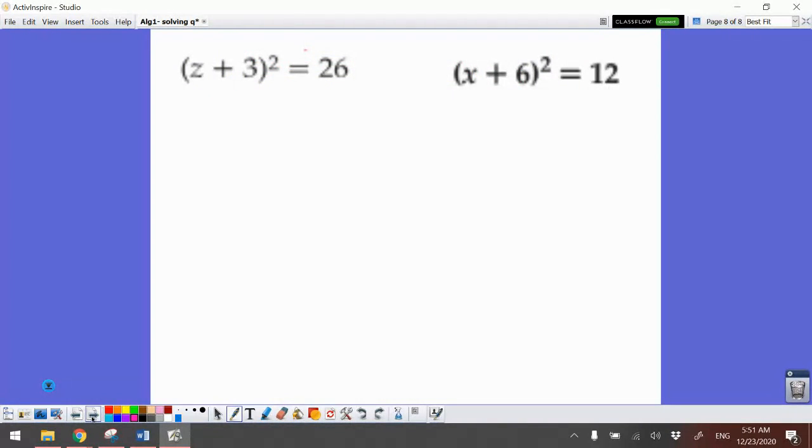Okay, go ahead and hit pause. See what you can do with these two. These are going to come out to decimals, and we're going to look at them in terms of radicals and decimals. So let me run you through the first one, then you can try the second one.